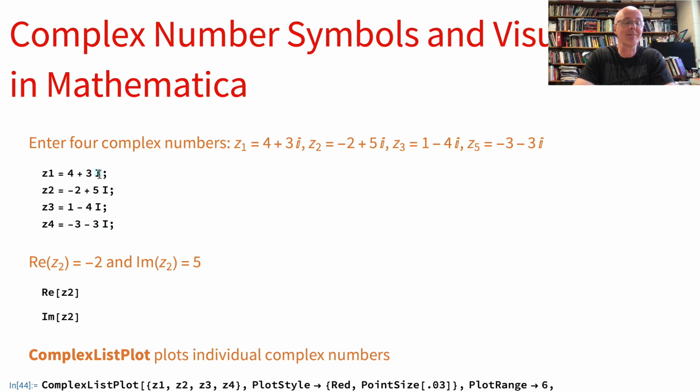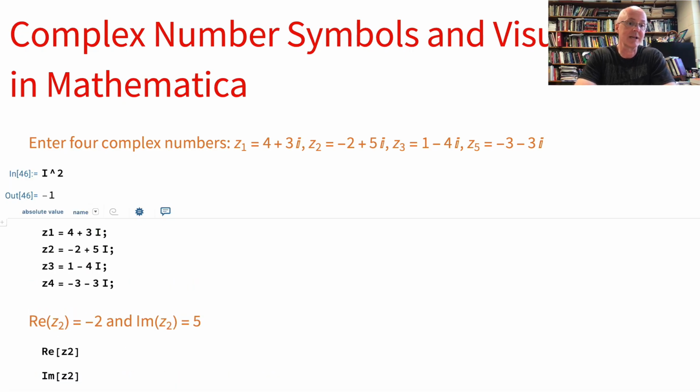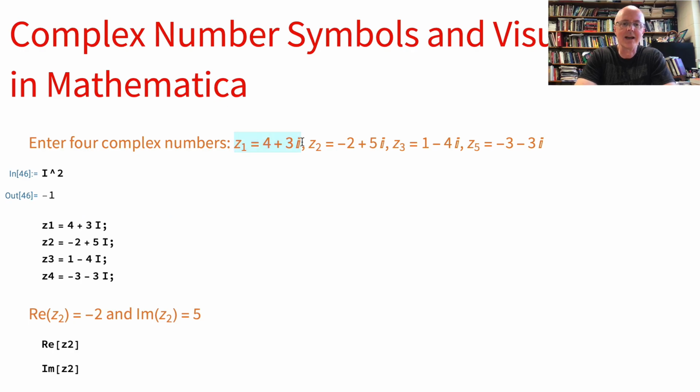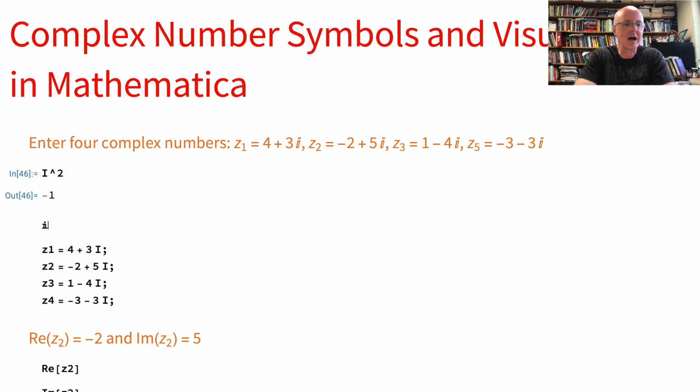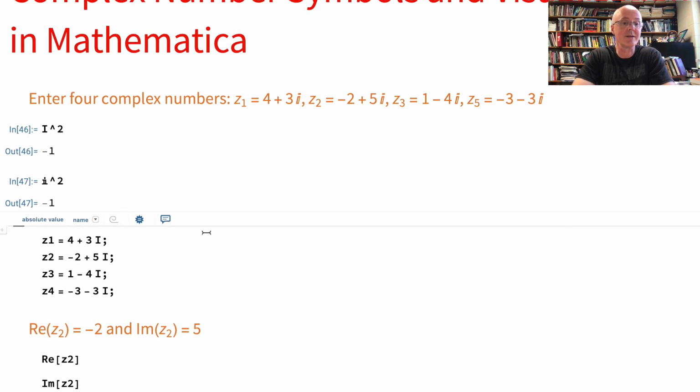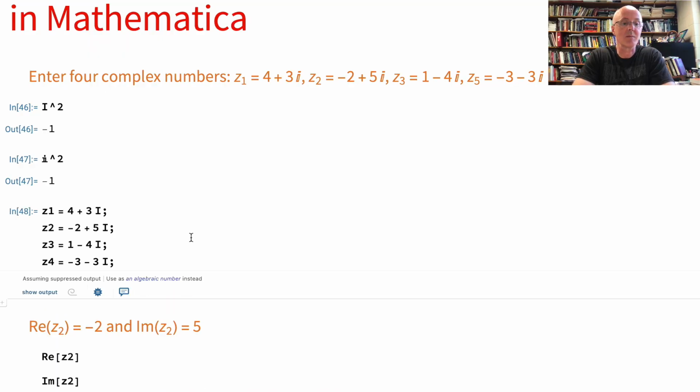Notice that i in Mathematica is represented with a capital letter. Capital I squared, for example, is negative 1. You also can use it with sort of a fancy looking i to represent the imaginary unit i. I can do escape, double i, escape to make a fancier looking i, and see that if I square it, I get negative 1. I can enter these complex numbers.